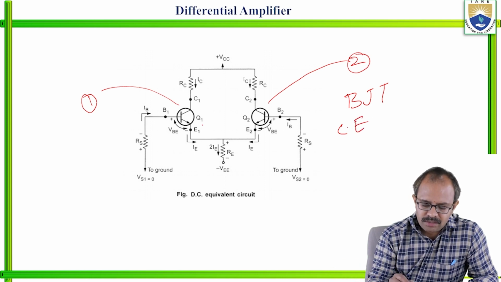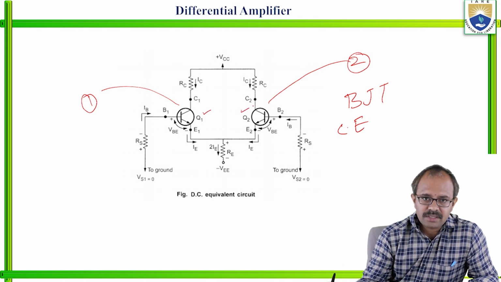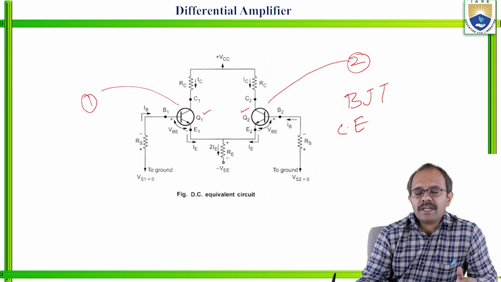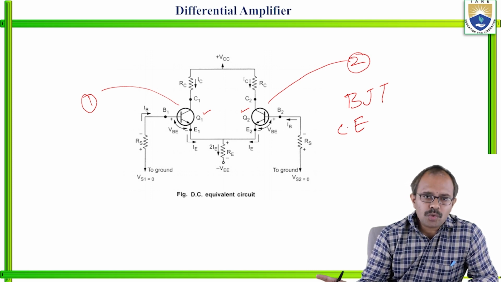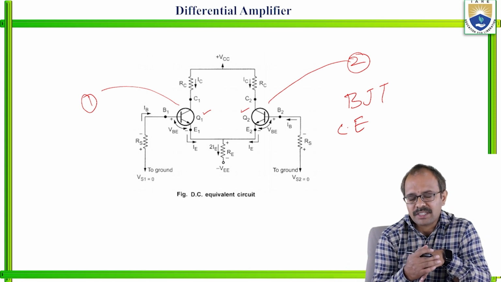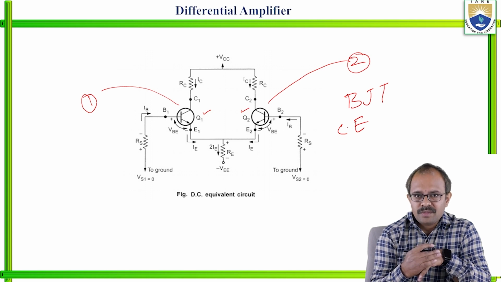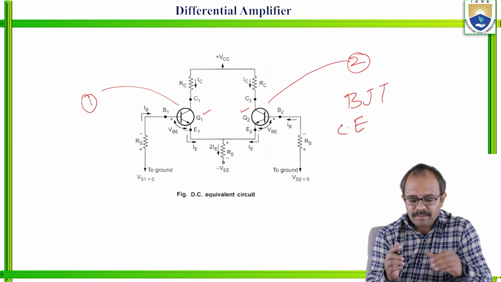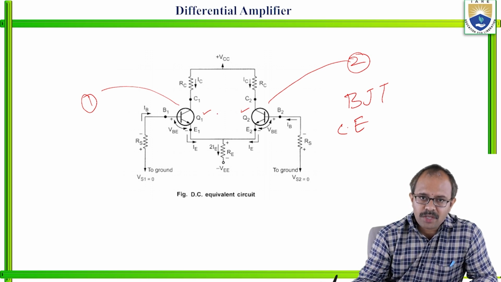If you observe Q1 and Q2, there are two transistors. Unlike the basic amplifier circuit, here we are going to have two transistors. Two transistors are required to construct a differential amplifier. That's what we have seen. The differential amplifier consists of two transistors, namely Q1 as well as Q2.